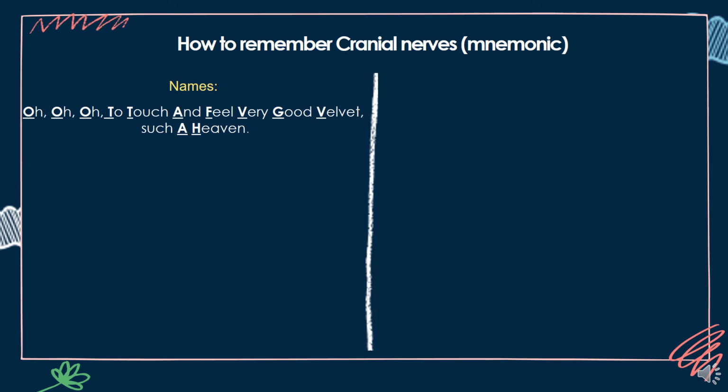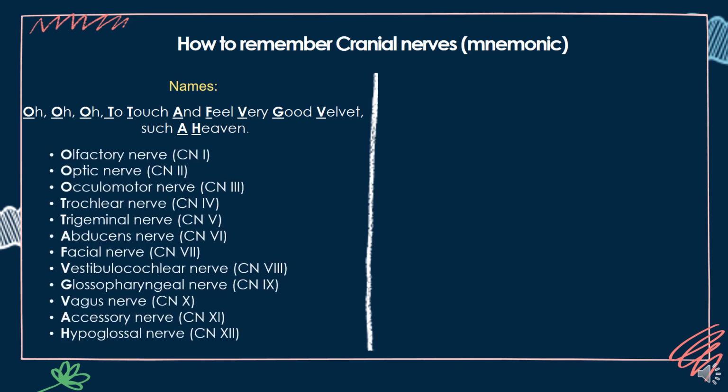So, the O, O, O, to touch and feel, very good velvet, such a heaven. Yung pagkakasunod niya, ito: olfactory nerve, optic nerve, oculomotor nerve, trochlear nerve, trigeminal nerve, abducens nerve, facial nerve, vestibulocochlear nerve, glossopharyngeal nerve, vagus nerve, accessory nerve, and hypoglossal nerve. So, paano yon? Nakabisado na natin yung pagkakasunod ng cranial nerves.